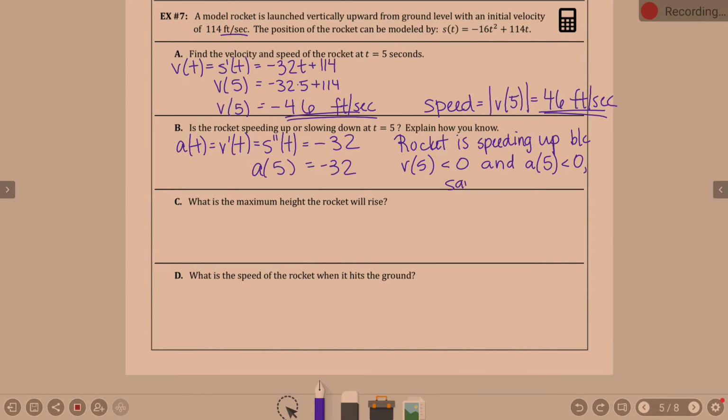In non-mathematical words, I just said they have the same sign, yes? But a mathematical justification, a way to say they have the same sign, is pointing out that the velocity is less than 0 at that point and the acceleration is less than 0 at that point. Okay? What is the maximum height the rocket will rise?